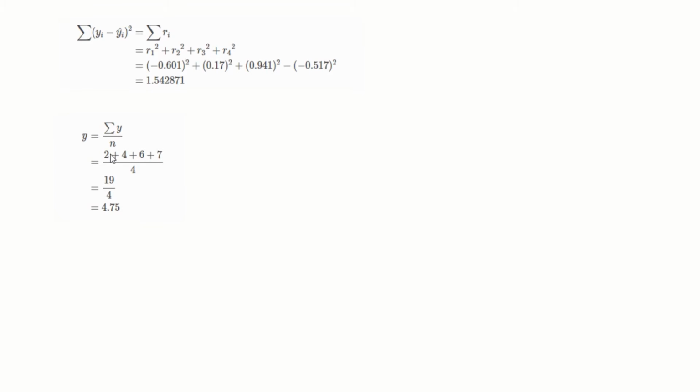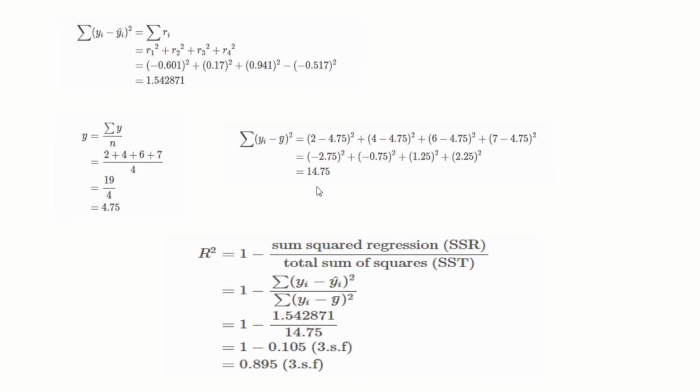So the next step is that we need the mean of the actual data. For the mean, we have calculated (2 plus 4 plus 6 plus 7) whole divided by the number of observations, 4, and we have got the mean as 4.75. So now we can calculate the summation of (yi minus y bar) whole square. The same has been calculated by substituting the required values, and we have got the value as 14.75. Then we can calculate the R square, which is defined as 1 minus sum of squares of regression by total sum of squares. Substituting the values, we have got it as 0.895.